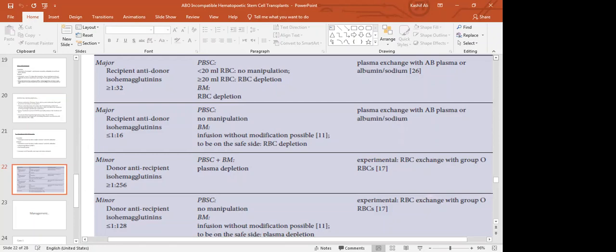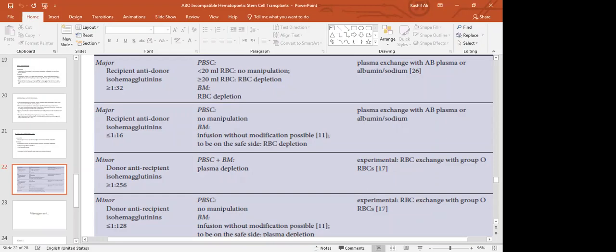This is a simple diagram explaining the steps and causes of complications of ABO mismatch transplant. If the transplant is a major mismatch and the patient's antibodies against the donor are equal to or more than 1:32, further intervention depends on the method of stem cell collection. If it is collected by the peripheral method, then RBCs need to be depleted if the product's RBC content is equal to or more than 20 ml.